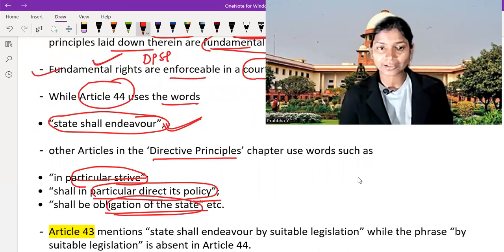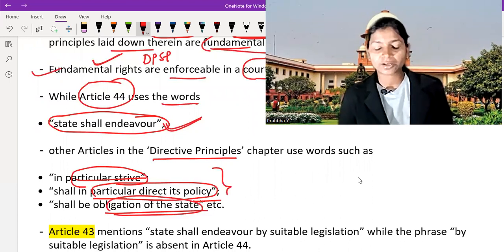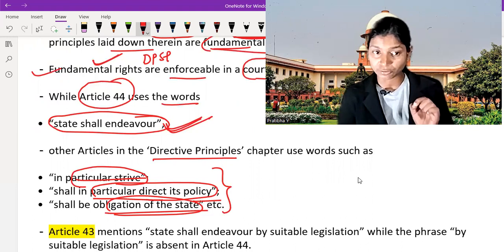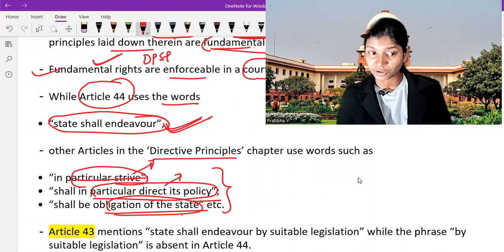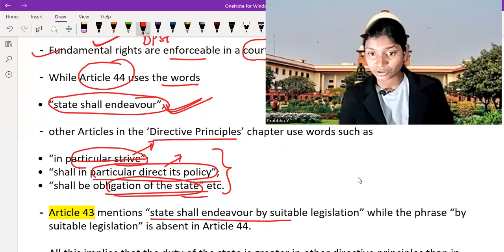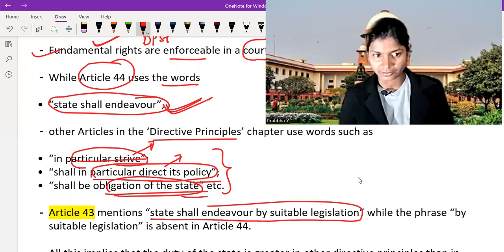It looks like these words are more of a command, or more influencing in nature, than this word. State shall endeavor, that's it. Here it talks about in particular strive, particularly direct its policy, obligation of the state. So Article 43 mentions the state shall endeavor by suitable legislation.